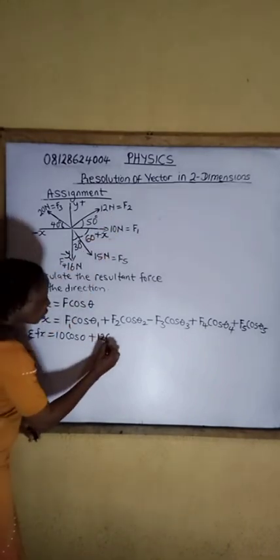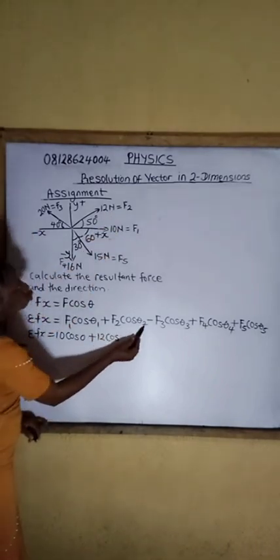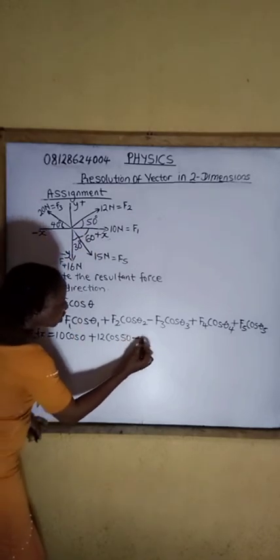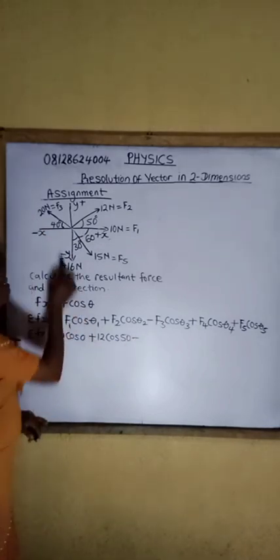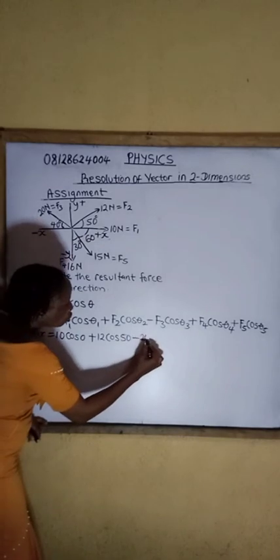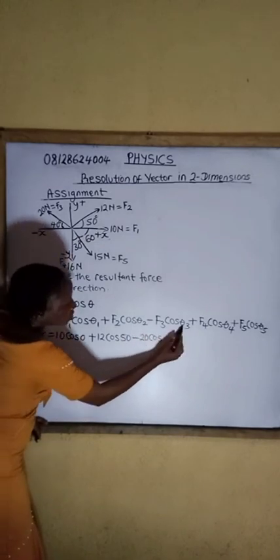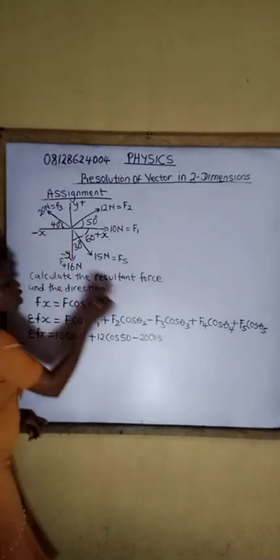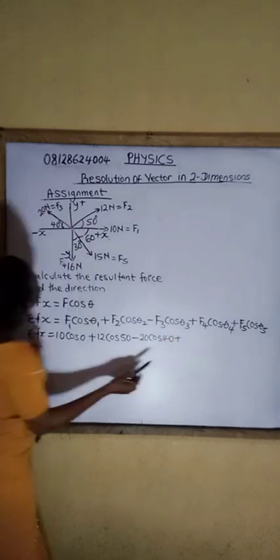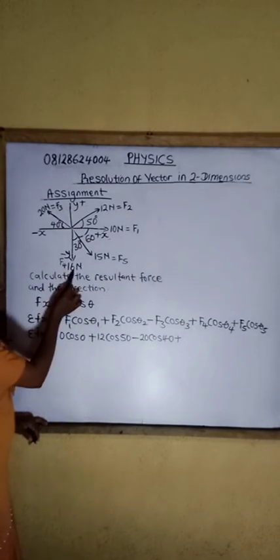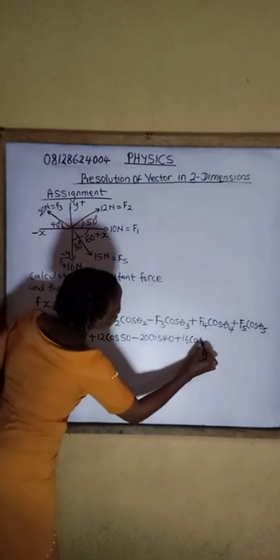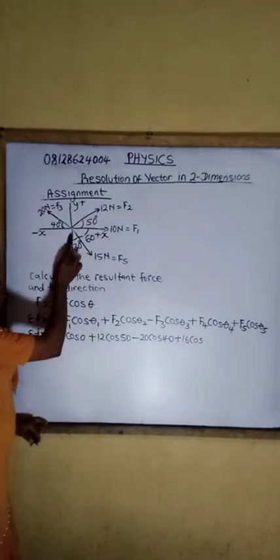That will be 12, then cos. Then what is theta 2? Theta 2 is 50 degrees. Then minus F3. What is F3? F3 equal to 20 Newton. 20, then cos. What is theta 3? Theta 3 equal to 40. Then plus, what is F4? F4 equal to 16. Then cos. Then what is theta 4?